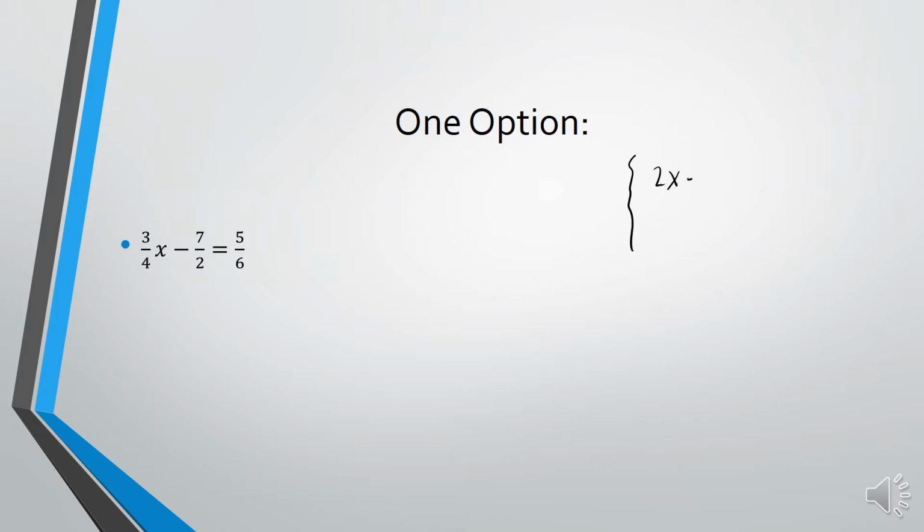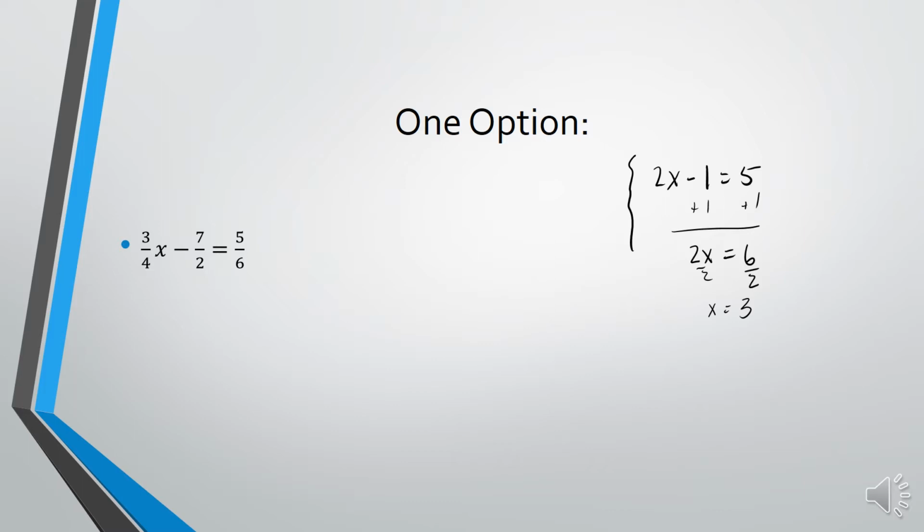If you were going to solve 2x minus 1 equals 5, the first thing you would do is add 1 to both sides. You would get 2x equals 6. Then you would divide both sides by 2, and you would get x equals 3. So you probably wouldn't have any problems with that one. Just because we have fractions in this example doesn't mean you should treat it any differently.